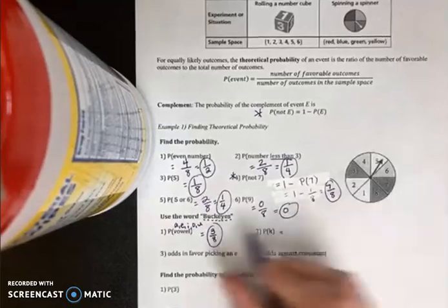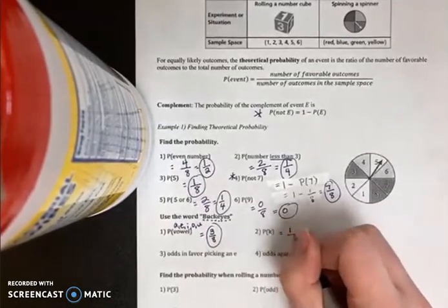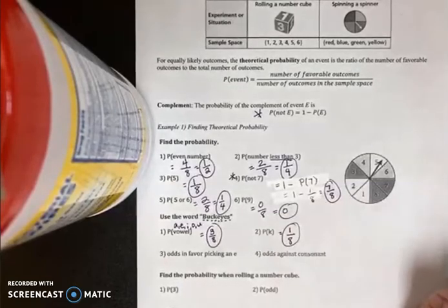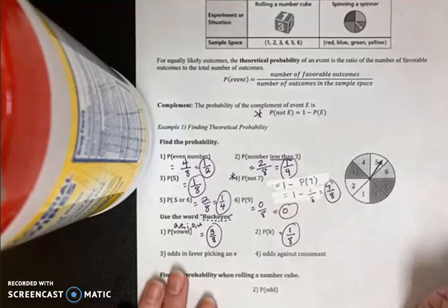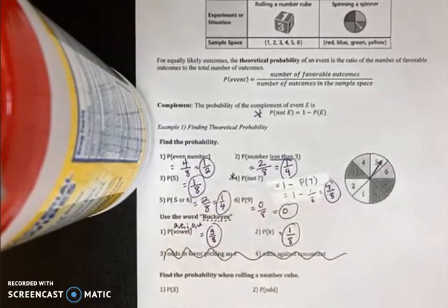What's the probability of pulling out a letter K? Well, there's only 1 letter K out of 8 letters, so that would be a 1 to 8 probability. Now, 3 and 4 ask for the odds, but I'm not going to do odds, so let's just cross that off and move on.